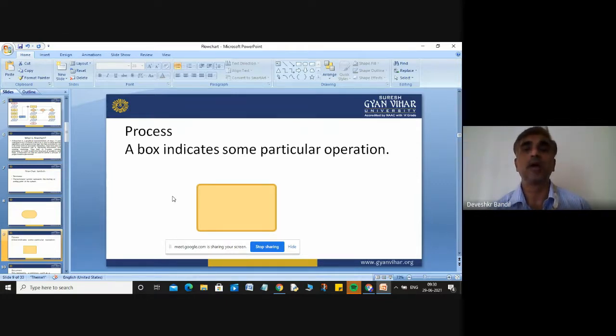Like if I am taking a problem where I want to add two variables, I will assign the addition of the values to a third variable. So that time your operation may be C assignment operator A plus B. That is your operation, because in this operation the addition of values will be assigned to the third variable. That's why I told you that in the box you will mention the operation.